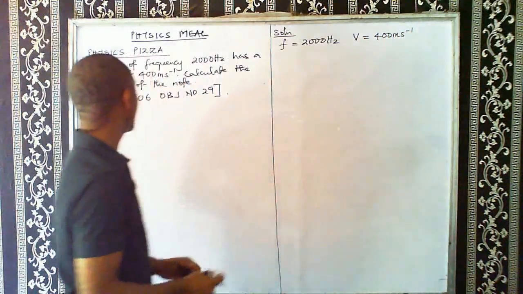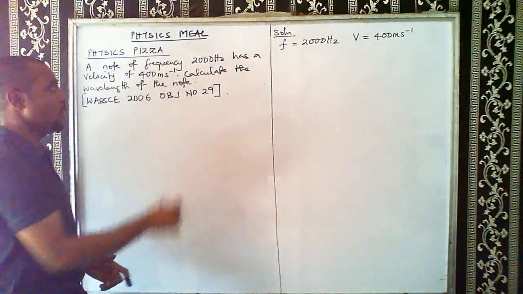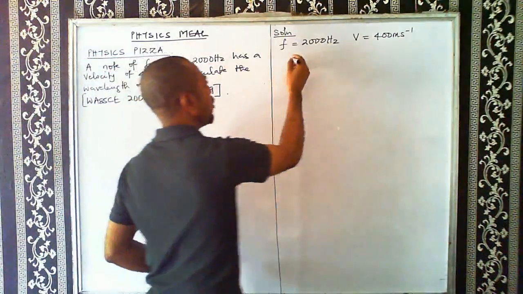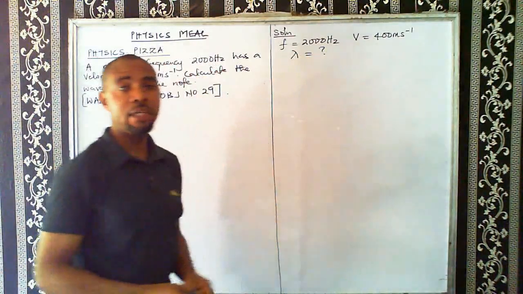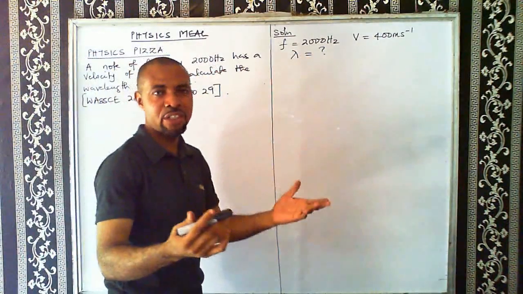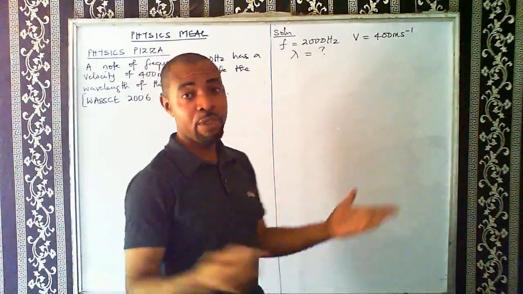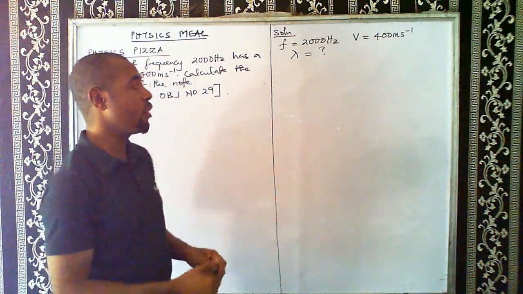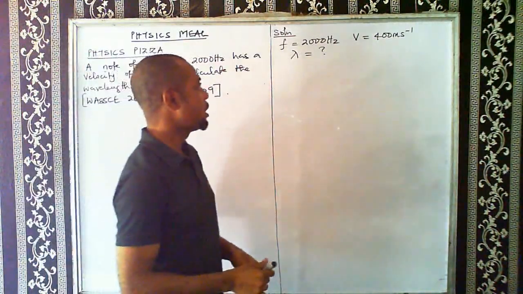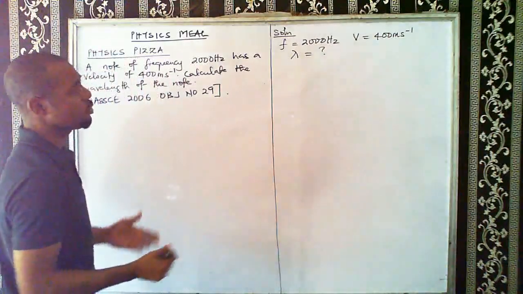They say calculate the wavelength of the note. The wavelength of the note, that's lambda. That's what we are looking for. Don't mind me, it's not our alphabet anyway. It's a Greek letter, so we call it lambda, if you are conversant with waves. All right.